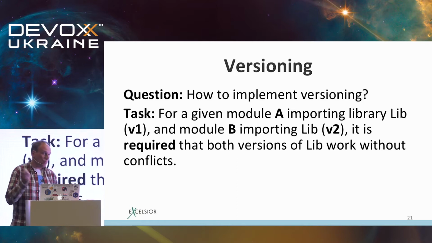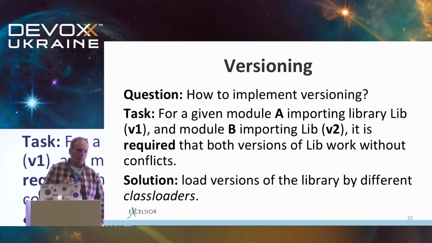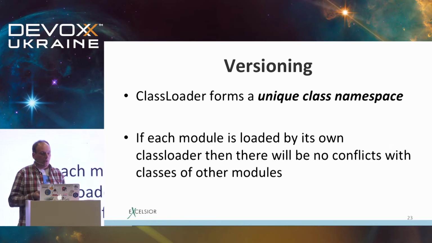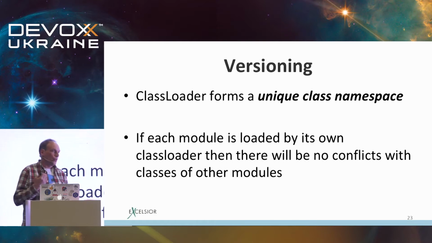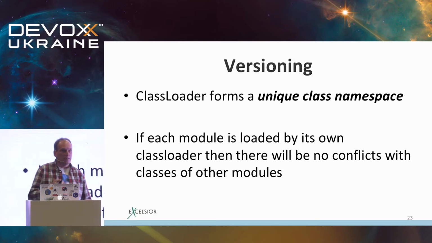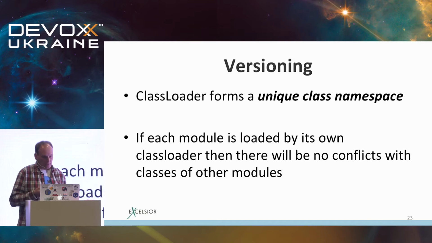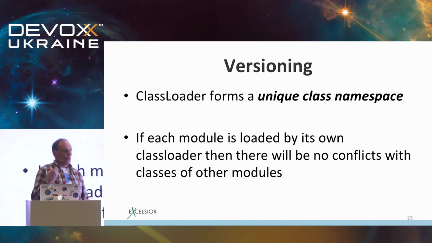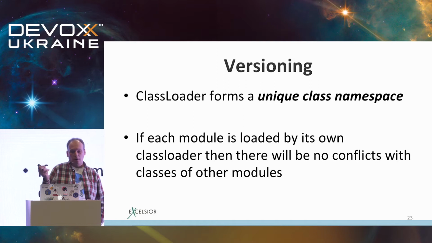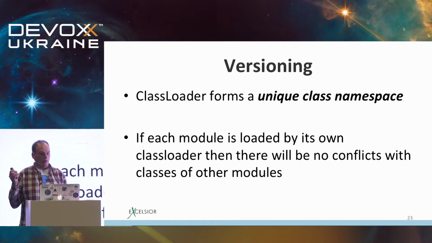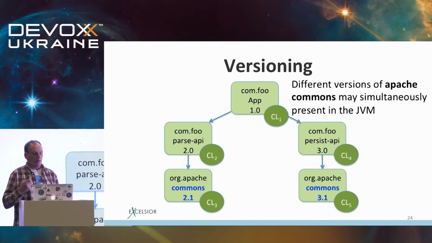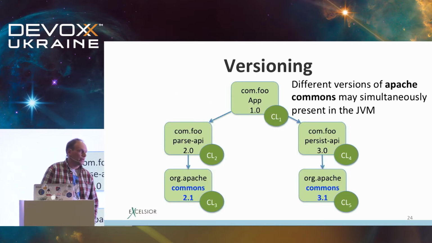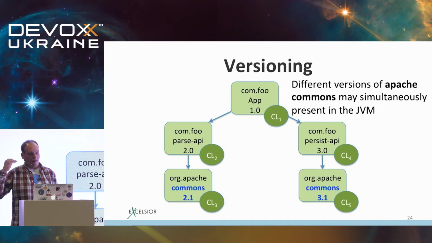And to solve this problem, Java had the class loaders feature from day one. Class loaders provide unique namespaces, so a single JVM can load two classes with the same fully qualified name, provided that they are both loaded by separate class loaders. Thus, if each module is loaded by its own class loader, the classes of one module won't conflict with classes of other modules. And thus, the case when two versions of the same library are loaded by Jigsaw becomes resolved.